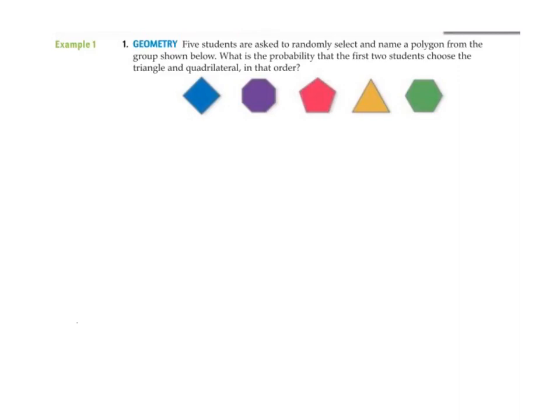Okay, so how does this work now? 5 students are asked to randomly select a name of a polygon from the group below. What is the probability that the first 2 students will pick a triangle and a quadrilateral? Same scenario first. Let's sort your permutation out. You know that you've got 5 factorial on the bottom. Well then, what have you got? You've got 2 out of the 5, so what's left is 3. So 3 factorial. Just like we did last time, let's separate that out.